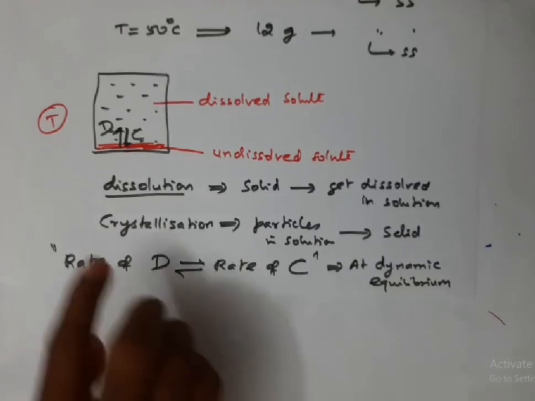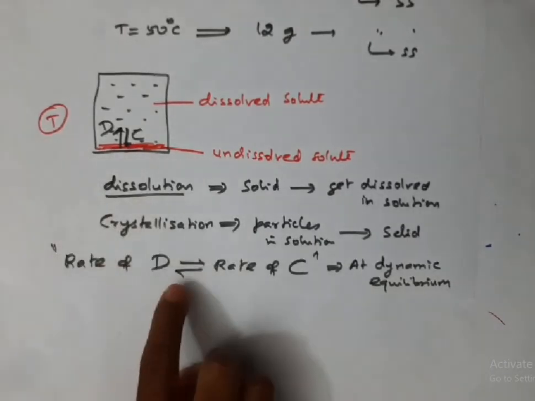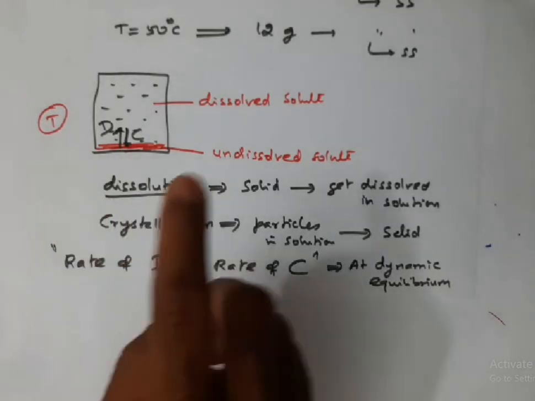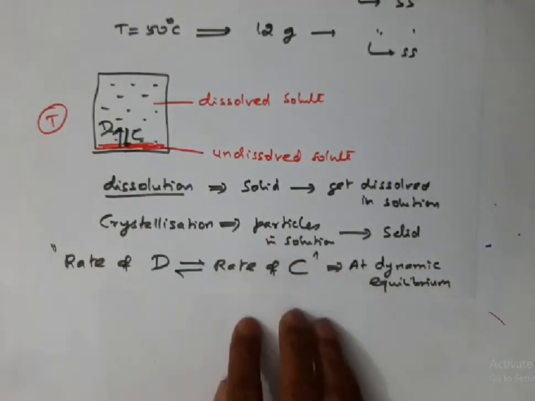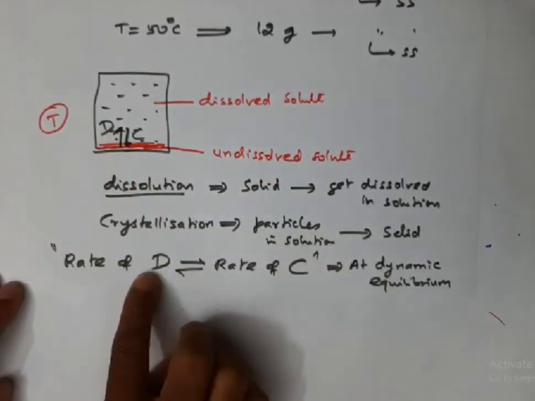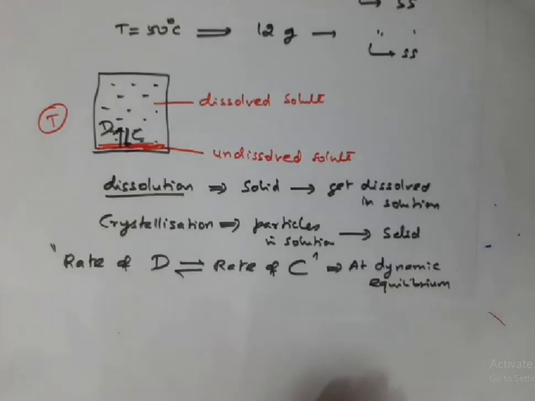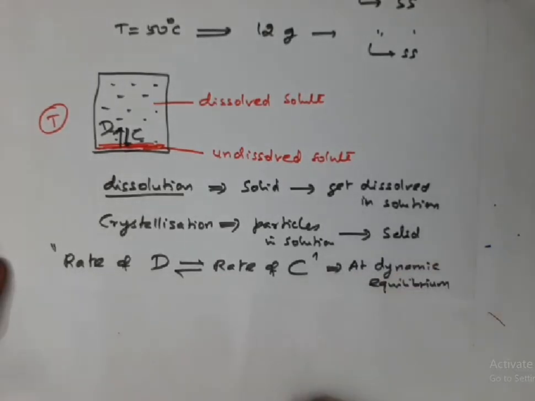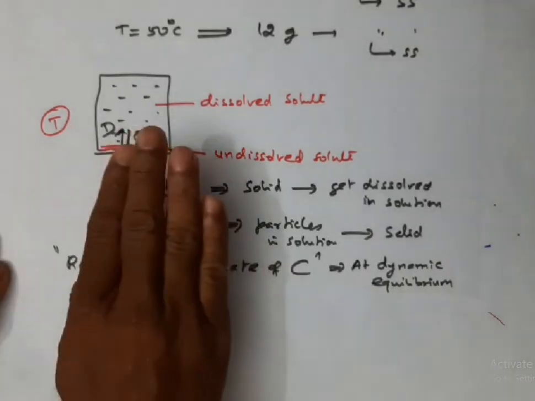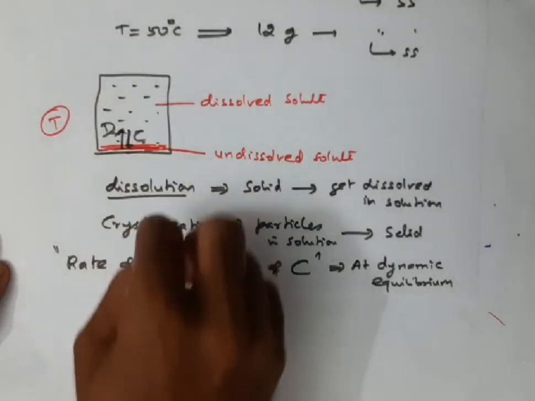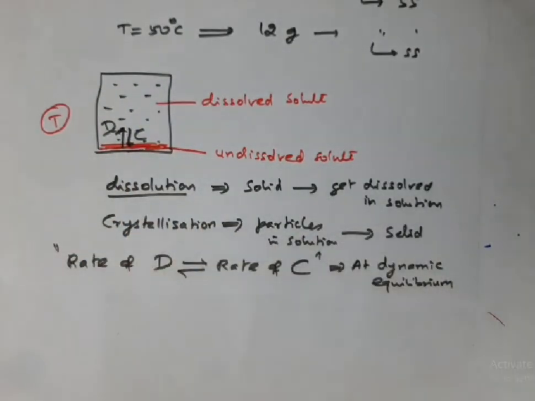And at a given temperature, you will get an equilibrium. What is equilibrium? Rate of dissolution and rate of crystallization become equal. We call that stage the equilibrium stage, and I'm using the term dynamic equilibrium. Why am I calling this dynamic equilibrium? Because even after the attainment of equilibrium, dissolution and crystallization take place continuously.